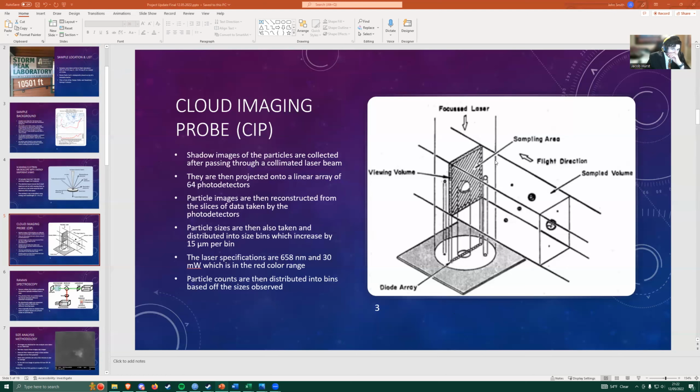Over here, we just have a little diagram of how this cloud imaging probe is going to work. Basically, these are the particles coming through in this direction, and whenever the laser breaks, it's going to be able to tell pretty much how big the particle is based off of this diode array. Depending on how long the beam is broken by a particle, that's how we determine the size there. Okay, we'll head on to the next one here.